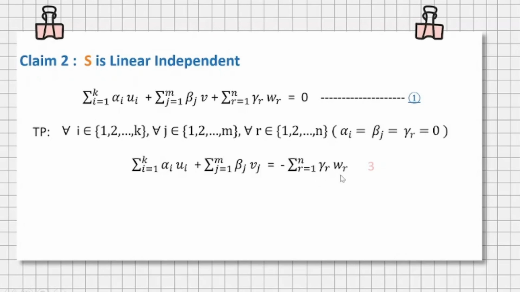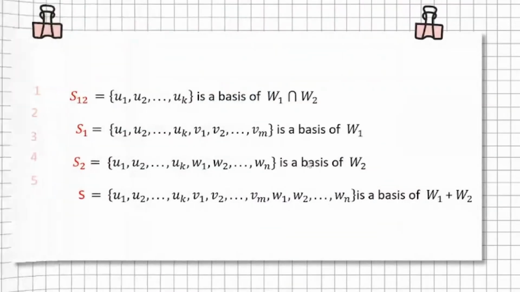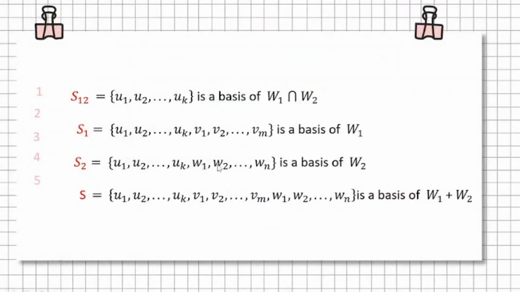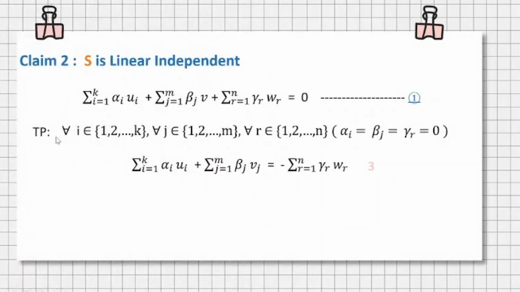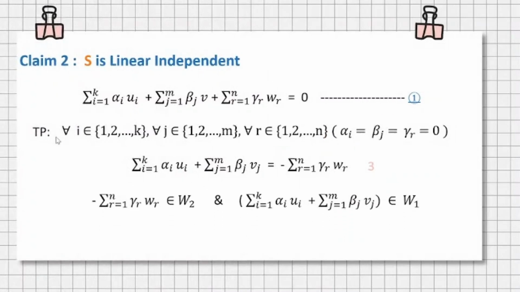And the RHS of the equation is in the form of a linear combination of elements of S2, and S2 is the basis for W2. Then the RHS of the equation belongs to W2, right? RHS belongs to W2 and LHS belongs to W1. Does anybody have a doubt here? No. Okay, if you have a doubt, then think about it.